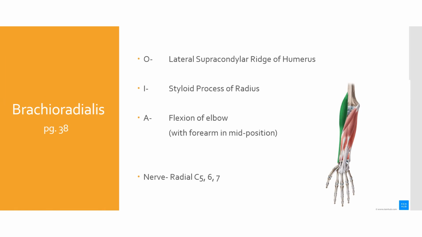Brachioradialis, origin, lateral supracondylar ridge of humerus. Insertion, styloid process of radius. Action, flexion of elbow, with forearm in mid-position.